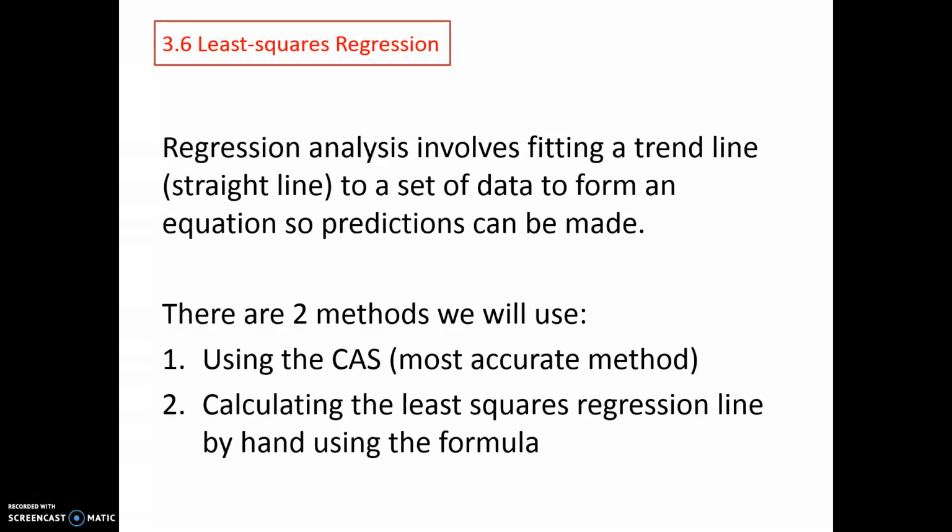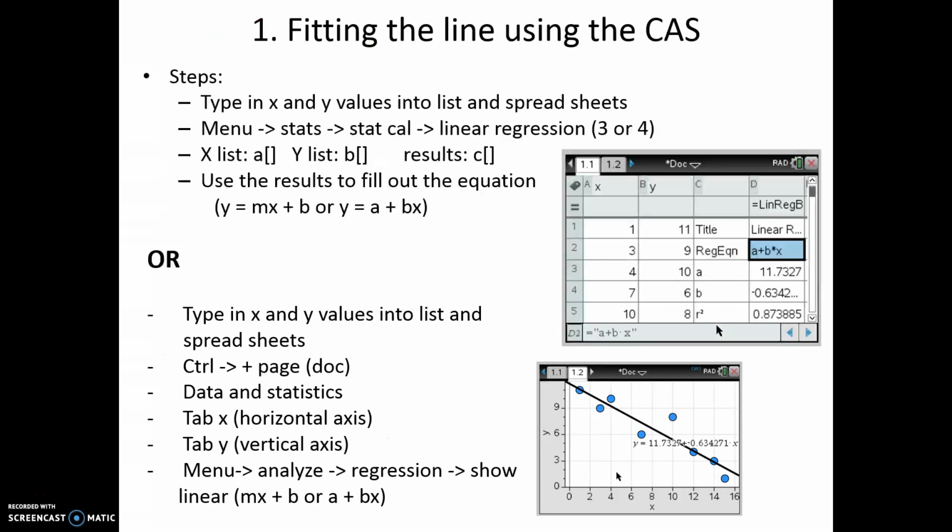And there are two main methods which we use to do this. First and foremost, we have the CAS method. It is the quickest, the easiest, the most accurate method we have, and you should always use this method unless a question specifically asks you to use it by hand. So in saying that, the second method is, yes, we have to do it by hand, which is a long, tedious process, but we have to know how to use the formula and how to do it by hand because it will come up on your exam, and it's just something that we need to know.